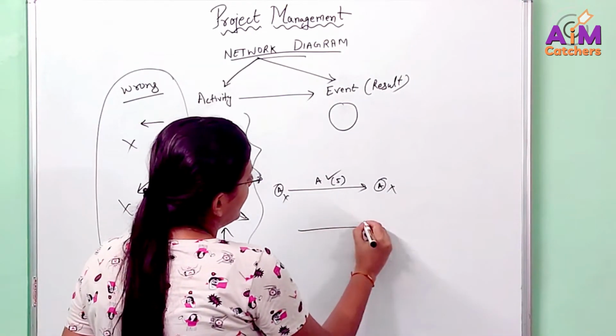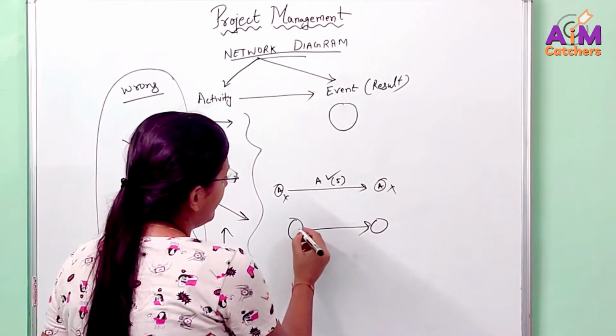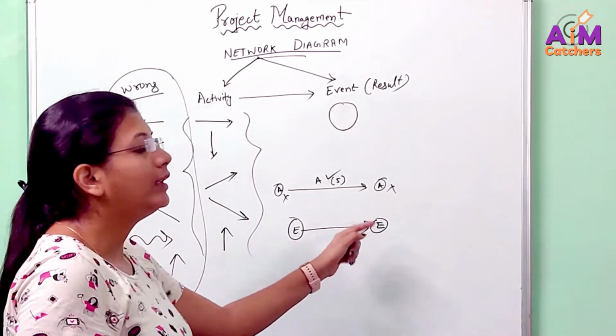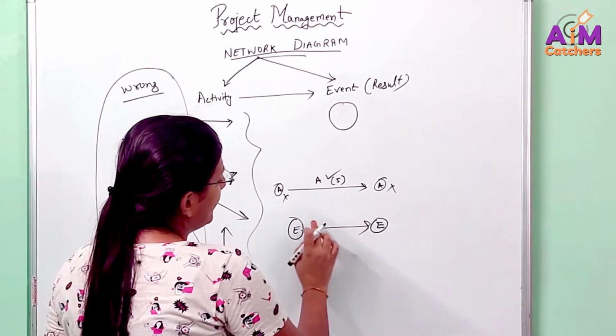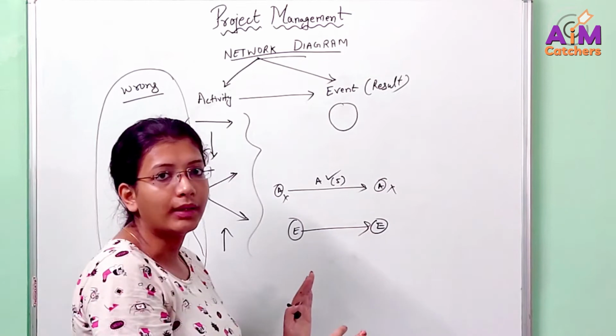Any activity will start from an event and will end on an event. There will always be an event that will lead to the starting of the activity and will lead to the end of an activity. The activity can never be independent of any of the events. It will have an event on both sides.